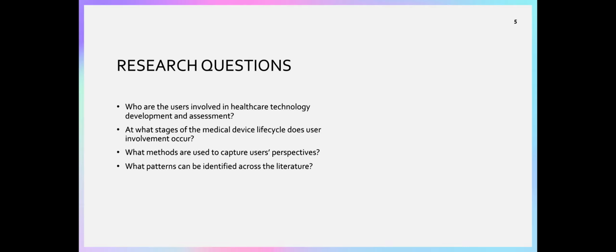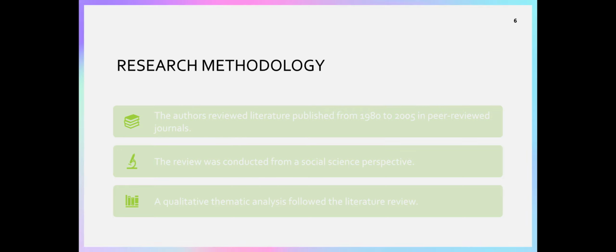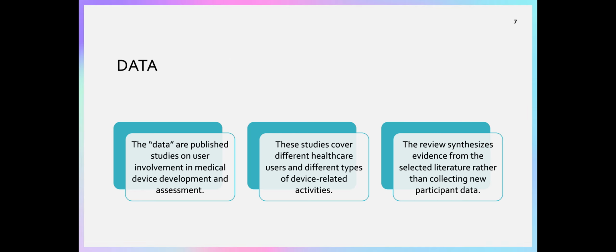So the type of study. This paper is a structured literature review, which means the authors are not collecting new experimental or survey data themselves. Instead, they are reviewing previously published studies to build a broader understanding of how user involvement has been discussed and practiced in healthcare technology development. The data source for this review comes from peer-reviewed journal articles which were published between 1980 and 2005.